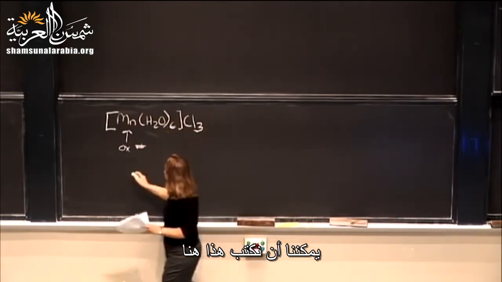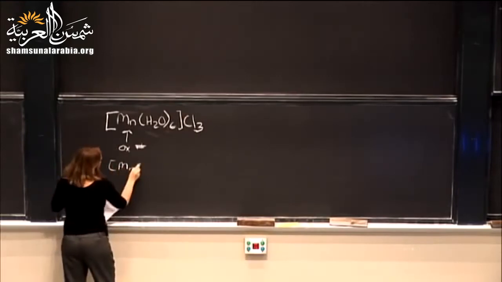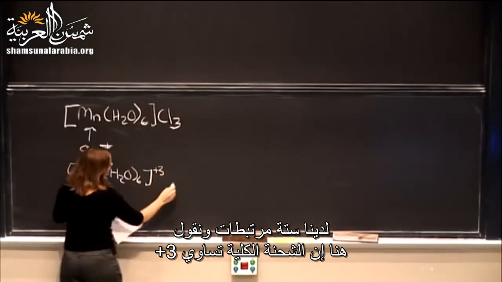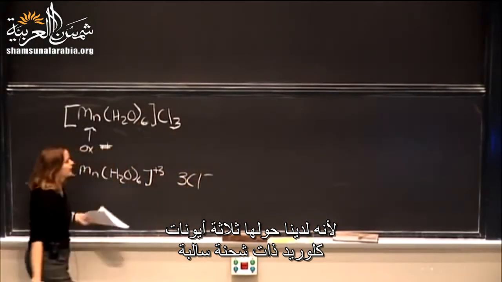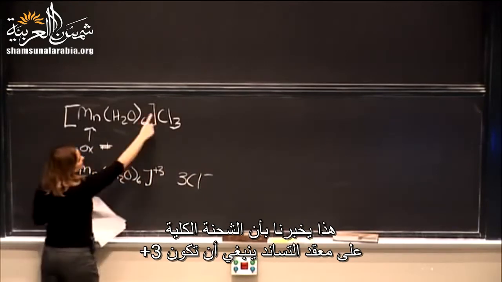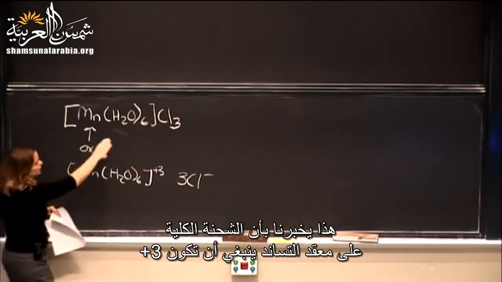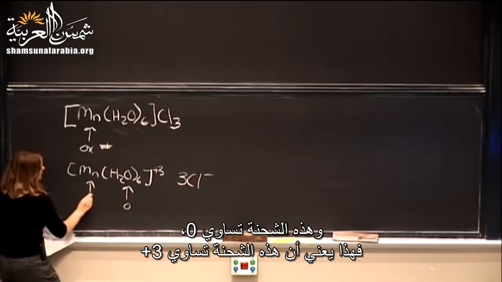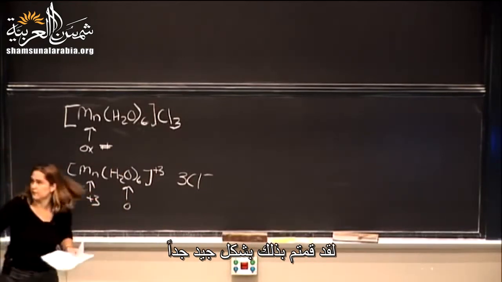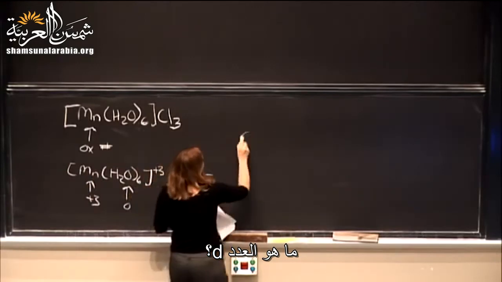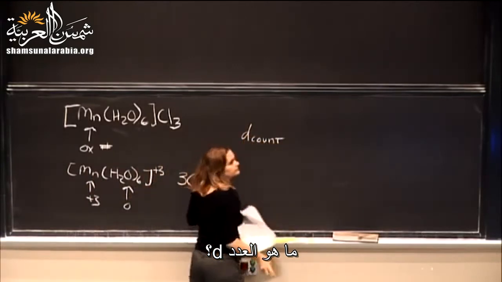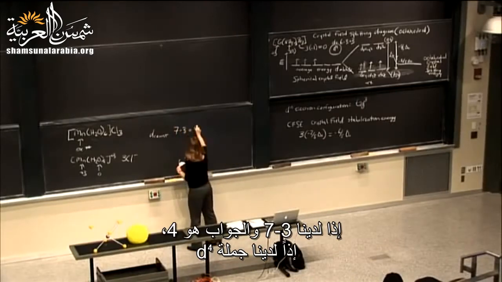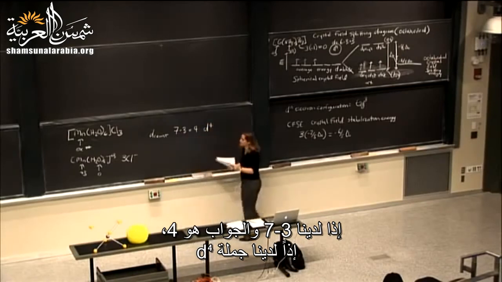So we can write this out here. There are six ligands, and we say that here it's plus 3 overall because we have three chloride ions hanging around with a negative charge. So this tells us that the overall charge on the coordination complex had to be plus 3. And this, again, is 0, so that means that is plus 3. So people did very well on that. All right, so then what is the d count? What is it? 4. All right, so we have 7 minus 3 is 4. So we have a d4 system.